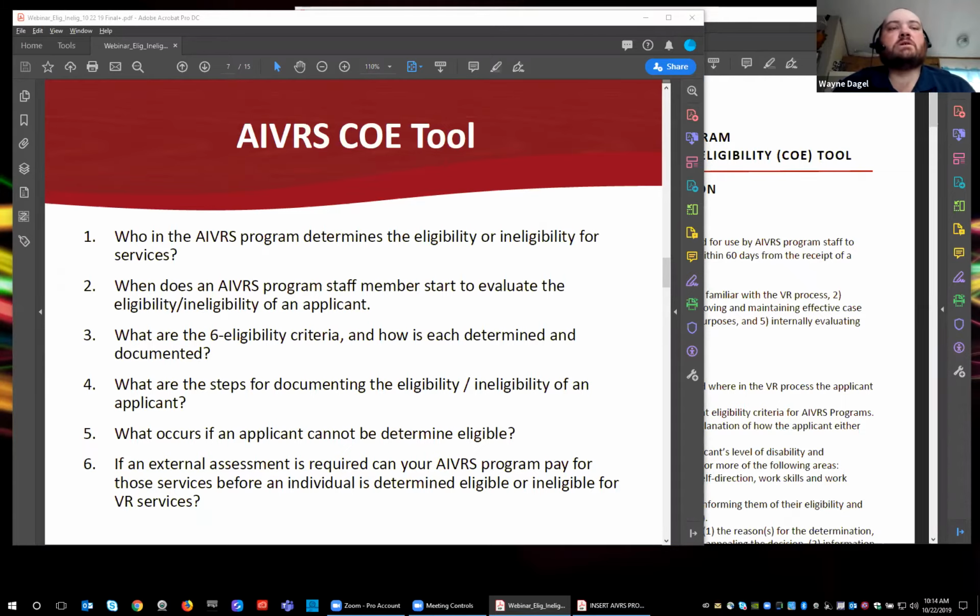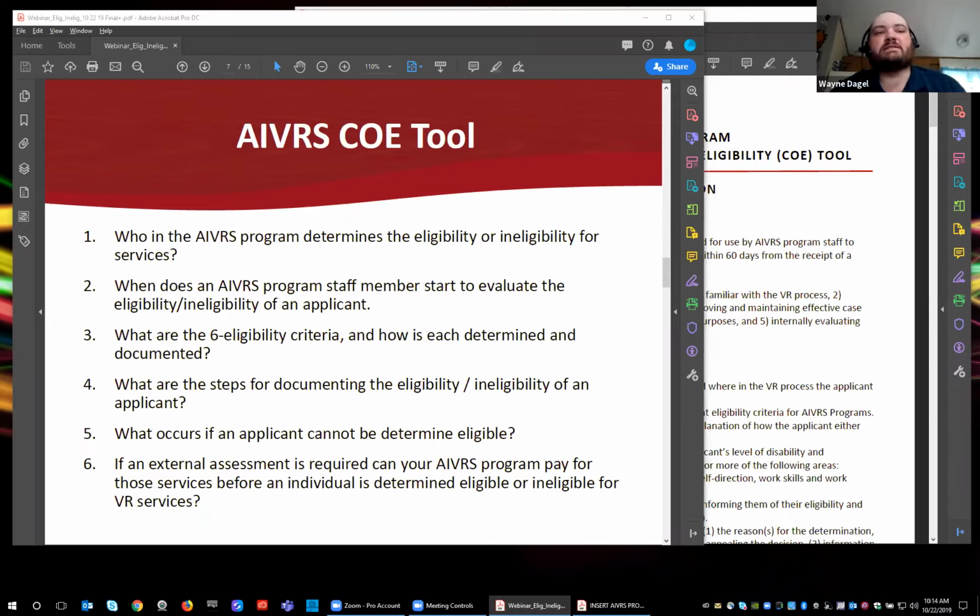Question 2, when does an AIVRS program staff member start to evaluate the eligibility, ineligibility of an applicant? Number 3, what are the 6 eligibility criteria and how is each determined and documented? What are the steps for documenting the eligibility, ineligibility of an applicant? Number 5, what occurs if an applicant cannot be determined eligible?